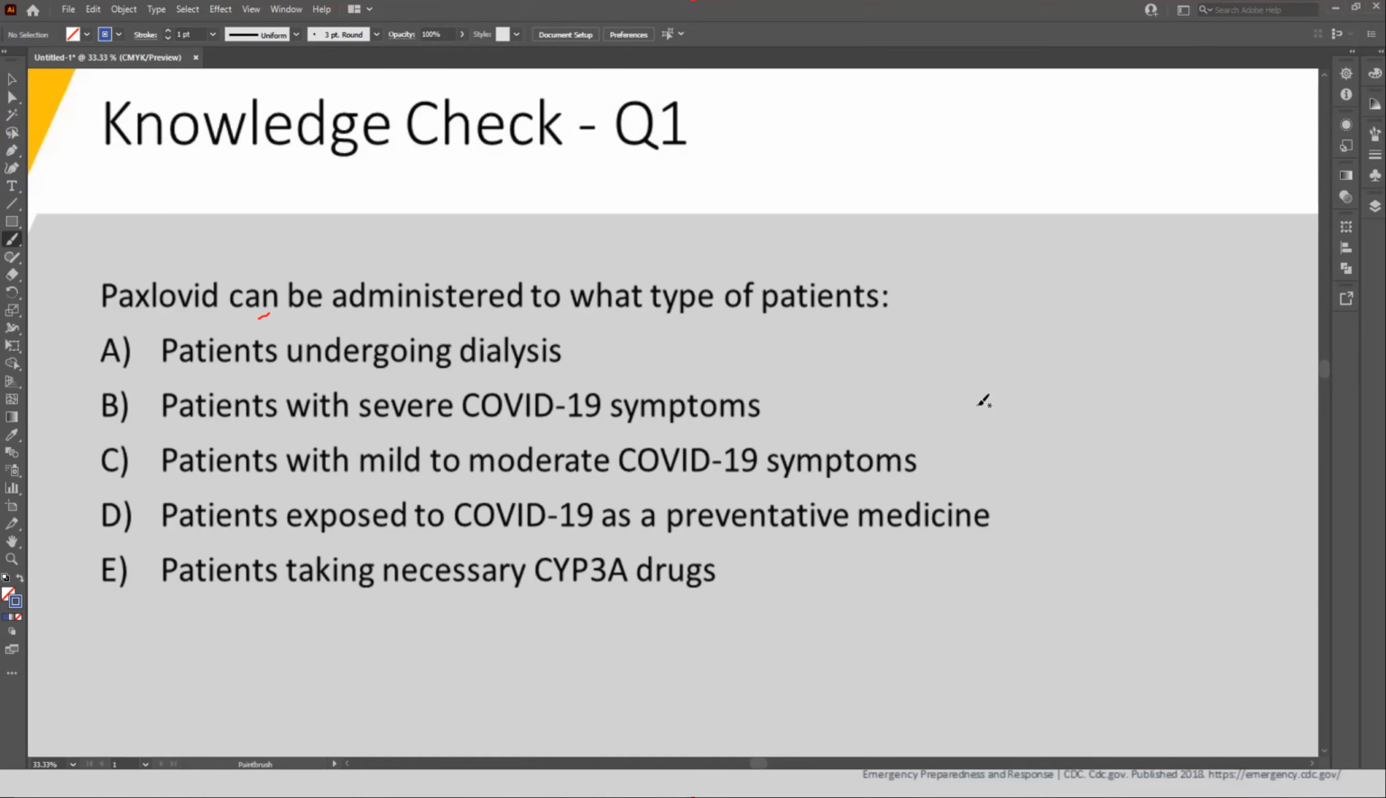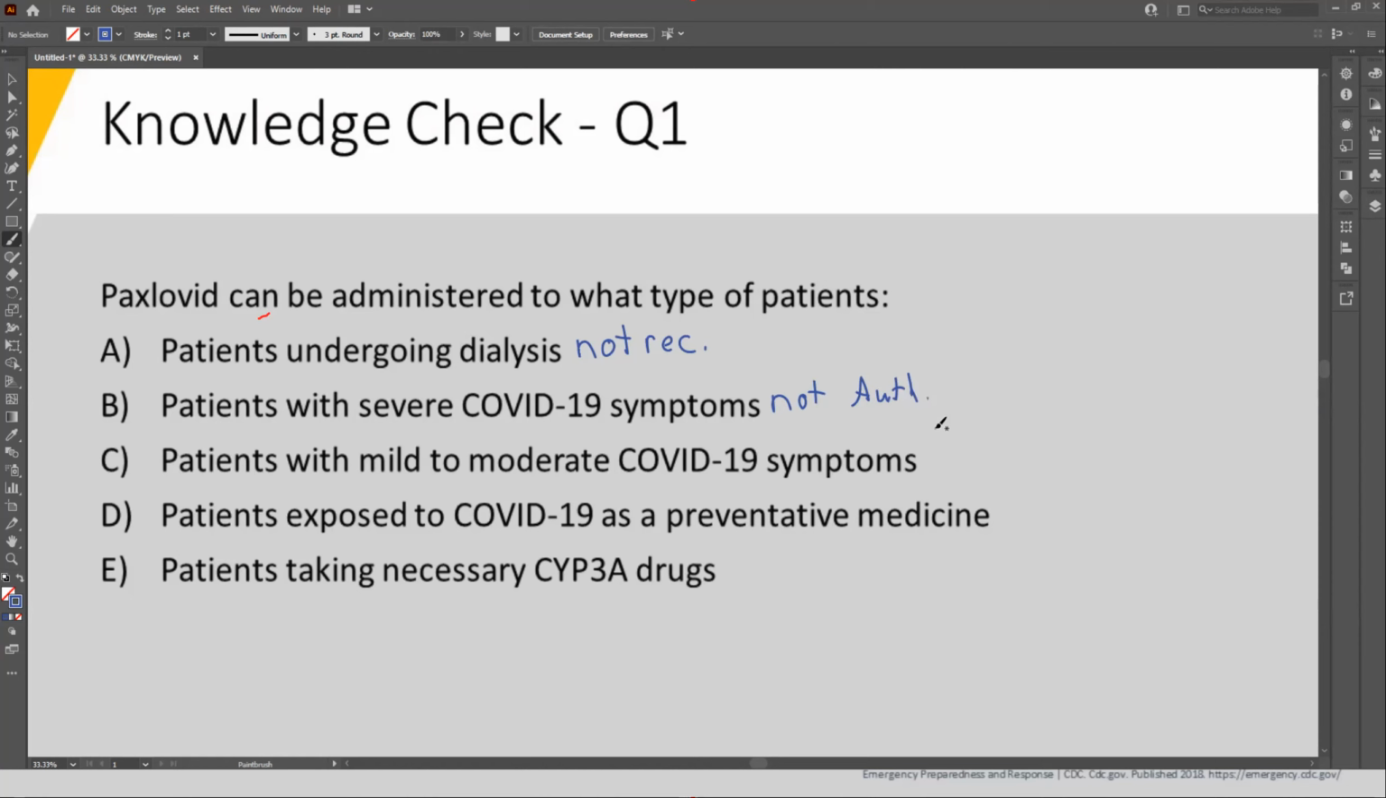So let's go through the answer choices and rule them in and out. Answer choice A, patients undergoing dialysis. For these individuals, it is actually not recommended to take Paxlovid. Anyone with an eGFR of less than 30, we don't really have a strong recommendation to provide Paxlovid to these individuals. Patients with severe COVID-19 symptoms. Again, no one has chosen this answer either. And in this case, under the EUA, it's actually not authorized to give Paxlovid to these individuals who are hospitalized and who have severe COVID-19 symptoms.